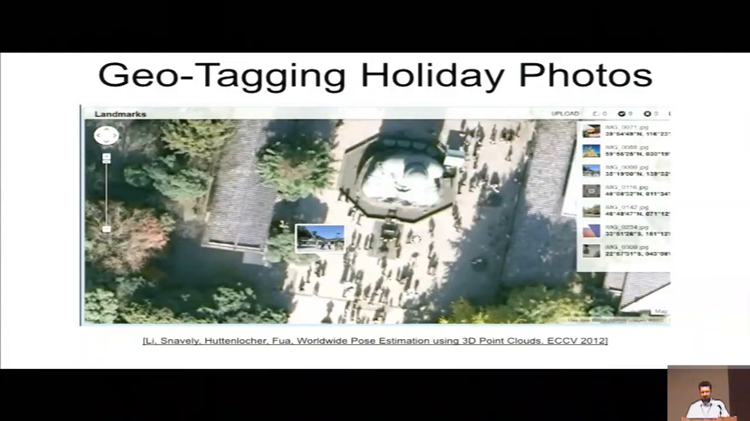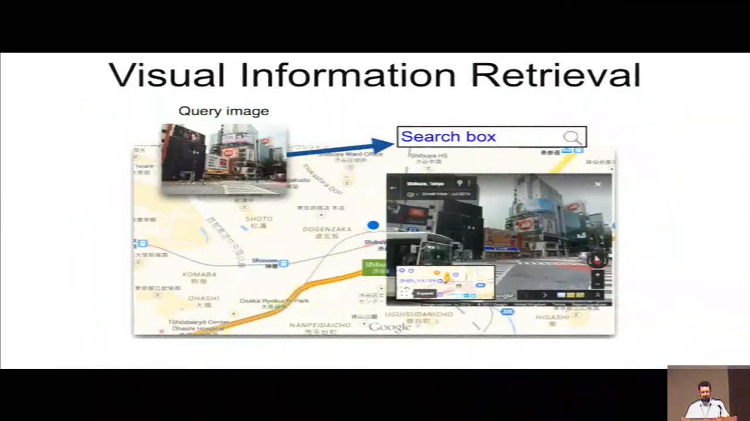The second is visual information retrieval, where rather than searching for a term, you have a picture, you search with this picture and get information. For example, here, the closest street view image in Tokyo.